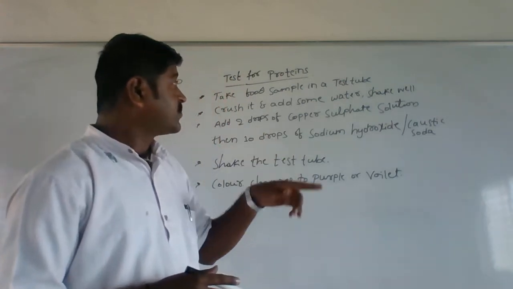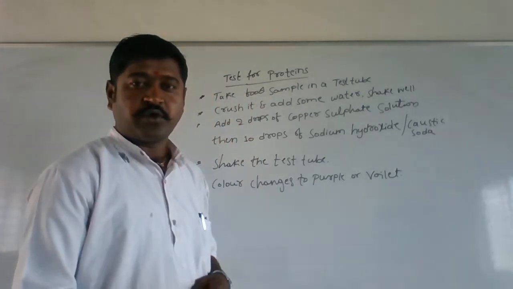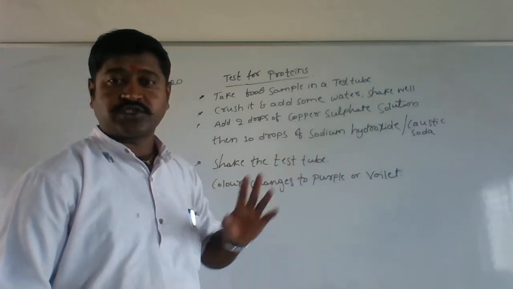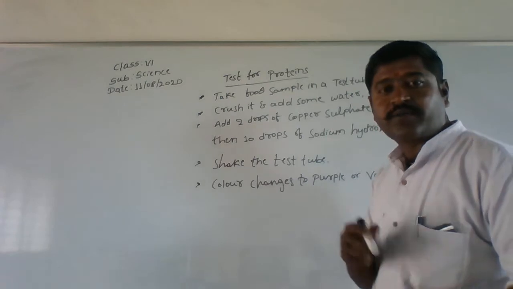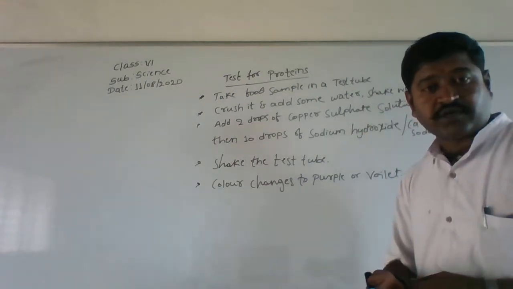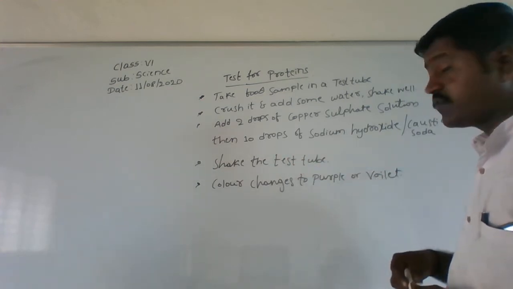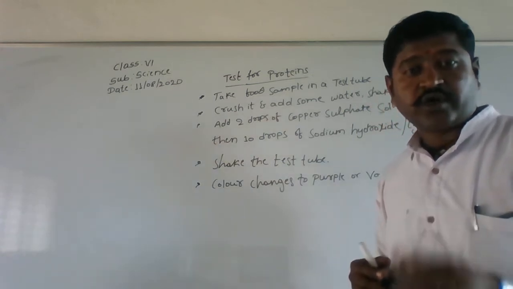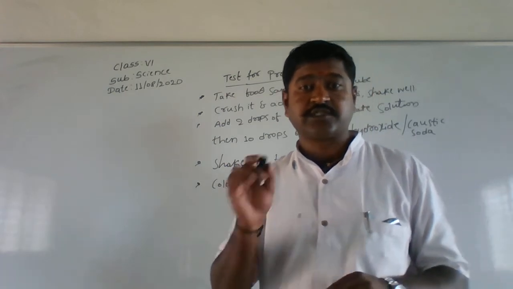Then after adding water, crushing and adding water and shaking well, we have to add 2 drops of copper sulfate solution. What we have to do? We have to add 2 drops of copper sulfate solution. After adding 2 drops of copper sulfate solution, again we have to add 10 drops of sodium hydroxide, or caustic soda solution, to the test tube.